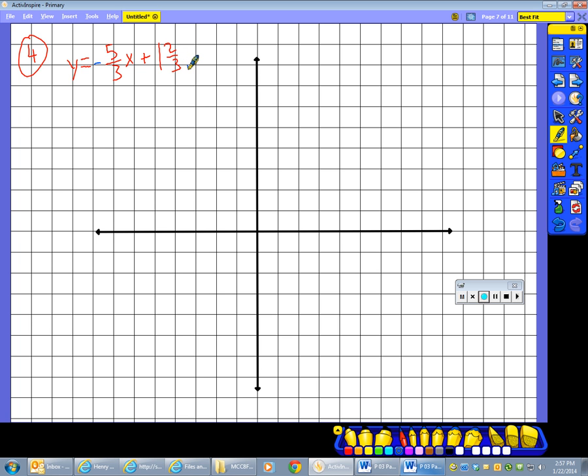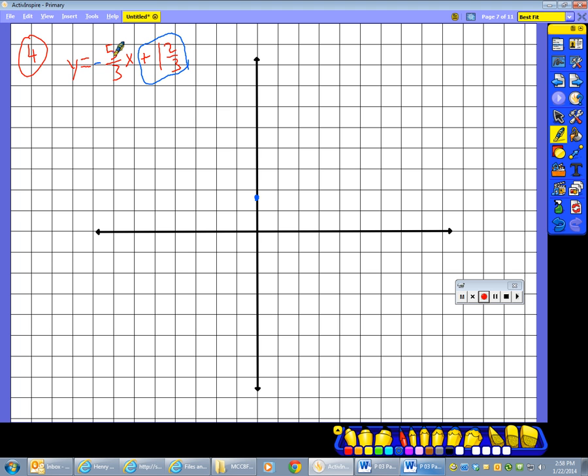Here we go. The first thing is graph the y-intercept, which is 1 2/3. So I'm going to start at the origin. I'm going to go up 1 and then about 2/3, which would be roughly about right there, a little more than a half. Okay, just doing as best as you can. Alright, so 1 2/3 high.